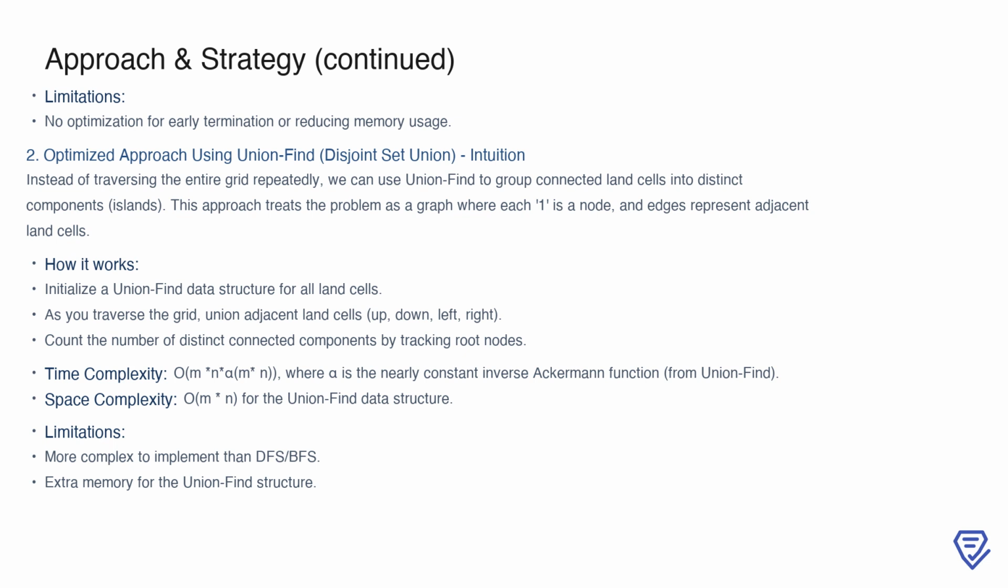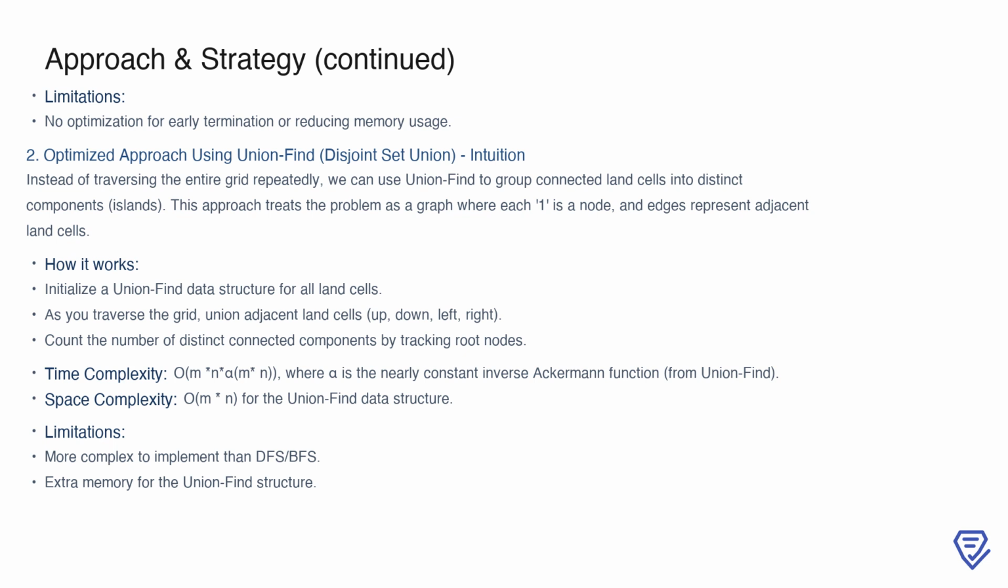To address these issues, we can consider an optimized approach using union find, or disjoint set union. This method reimagines the grid as a graph, where each land cell is treated as a node and edges connect adjacent land cells. The goal is to group connected land cells into distinct components, which represent islands. Using a union find data structure, we can efficiently manage these groups. As we traverse the grid, we perform union operations to link adjacent land cells, and at the end, we count the number of unique root nodes to determine the number of islands.